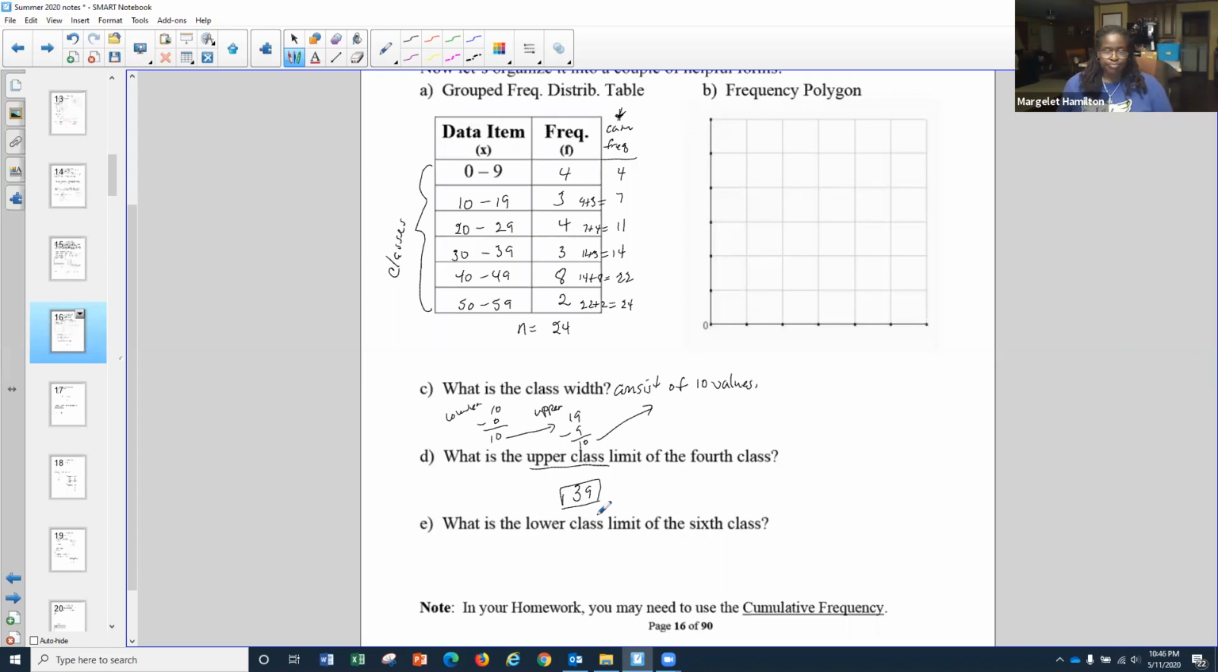Simple enough, right? Now, what is the lower class limit of the sixth class? So the sixth class is 1, 2, 3, 4, 5, 6. But the lower limit is 50.